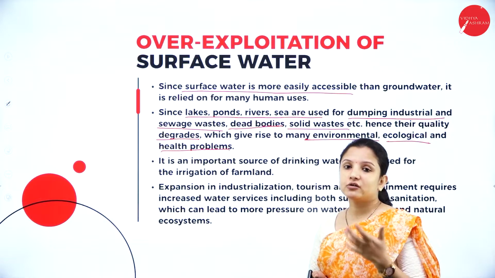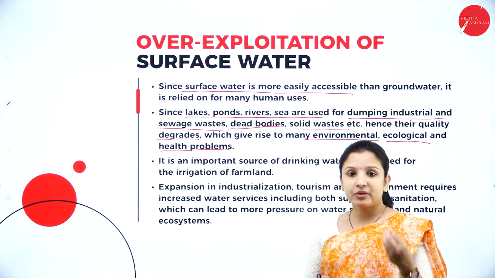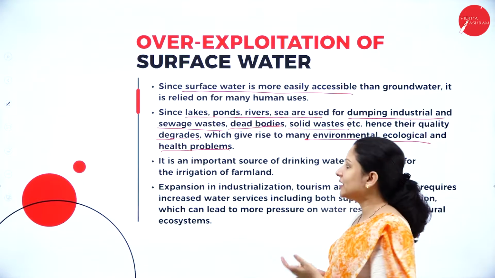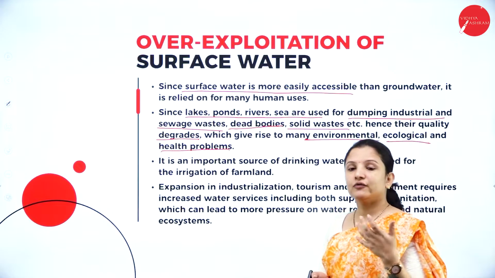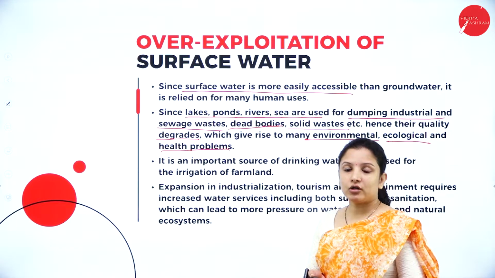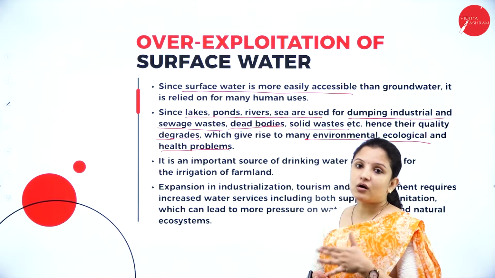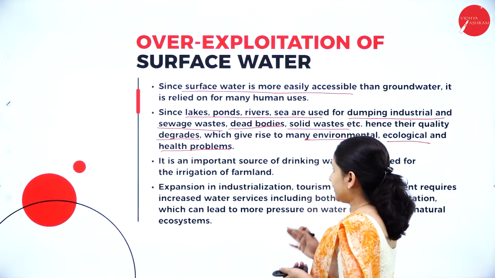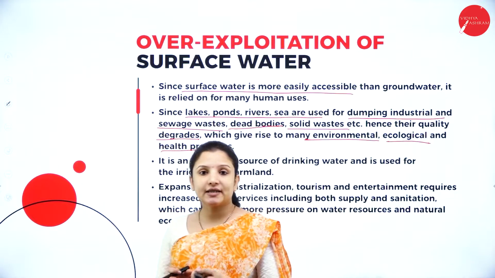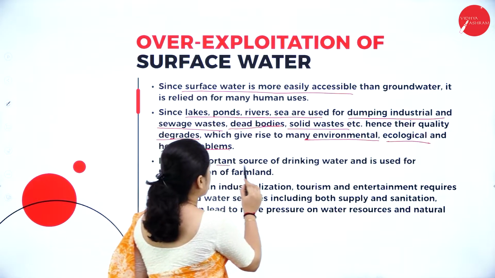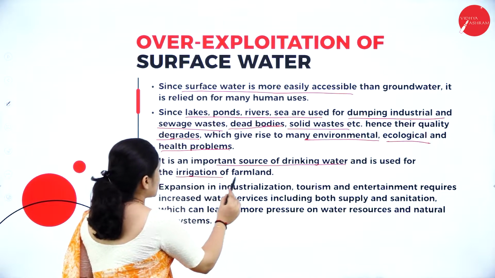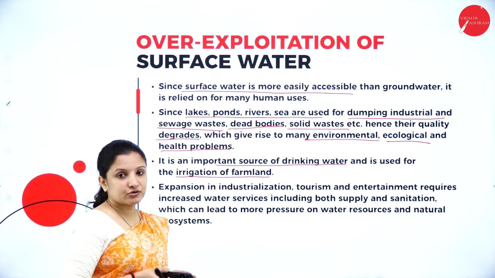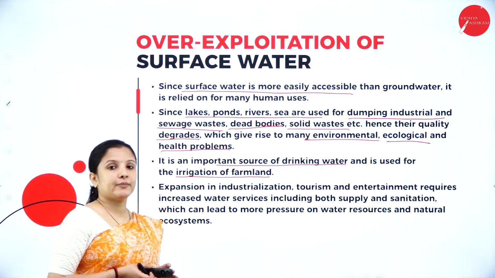This gives rise to a lot of problems, including health problems, because it will become a breeding ground for mosquitoes, various bacteria and pathogens that cause a lot of human diseases. So we have some of the waterborne diseases like cholera, tuberculosis, etc., right? All that will spread if the fresh water is not kept clean. Therefore, since fresh water is an important source of drinking water and is used for the irrigation of farmland, it is the duty of every citizen to not misuse the water, not overexploit the water, and maintain the cleanliness of the water.